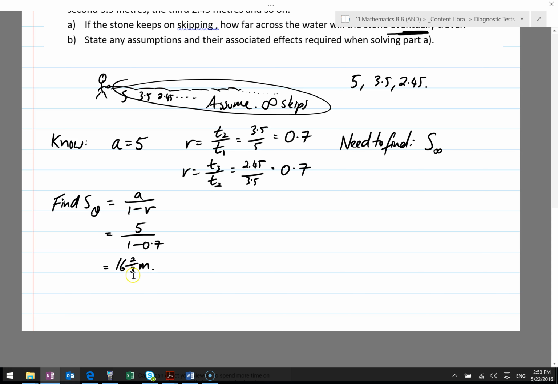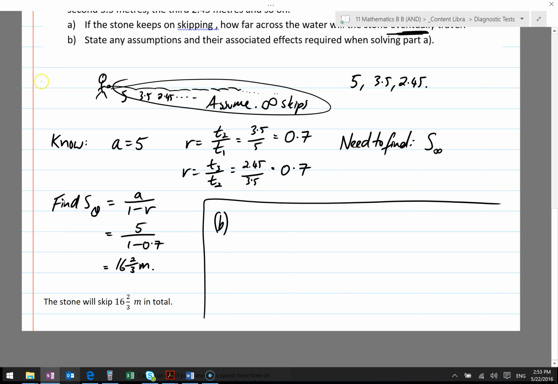And I can write a statement down the bottom here. The stone will skip 16 2/3 meters in total. Okay, so that's part A done.